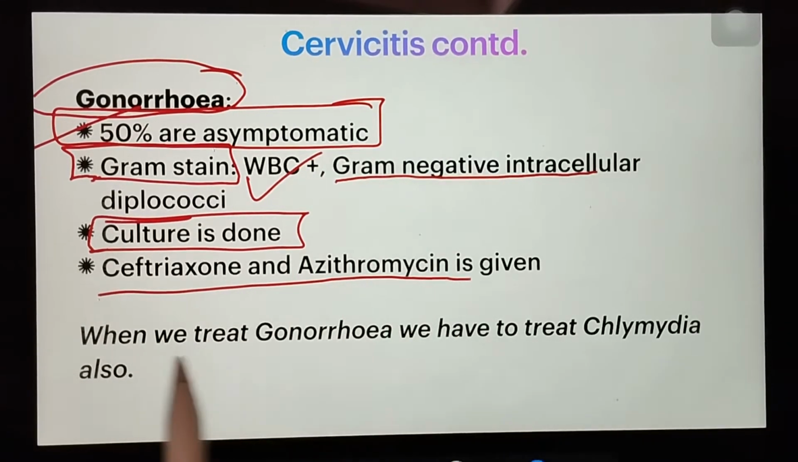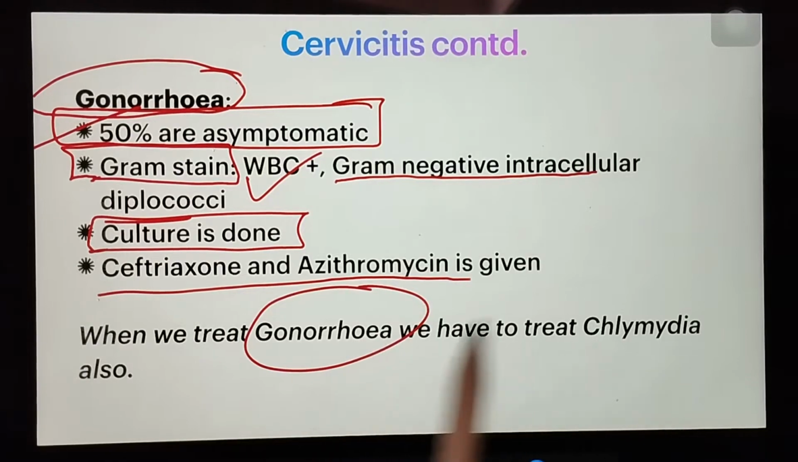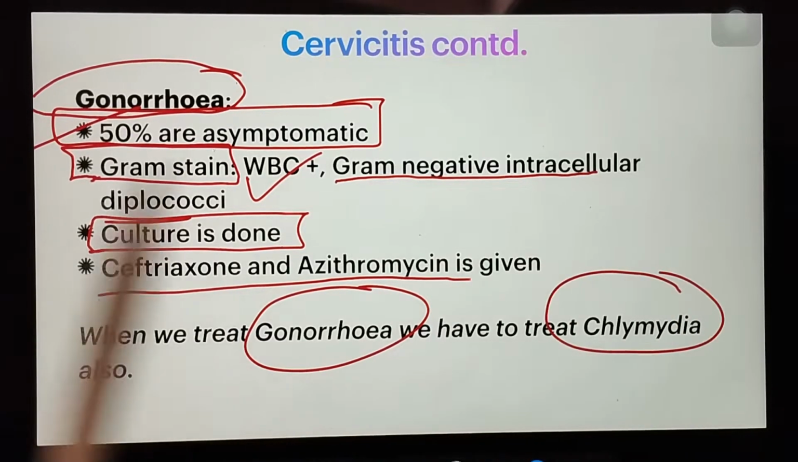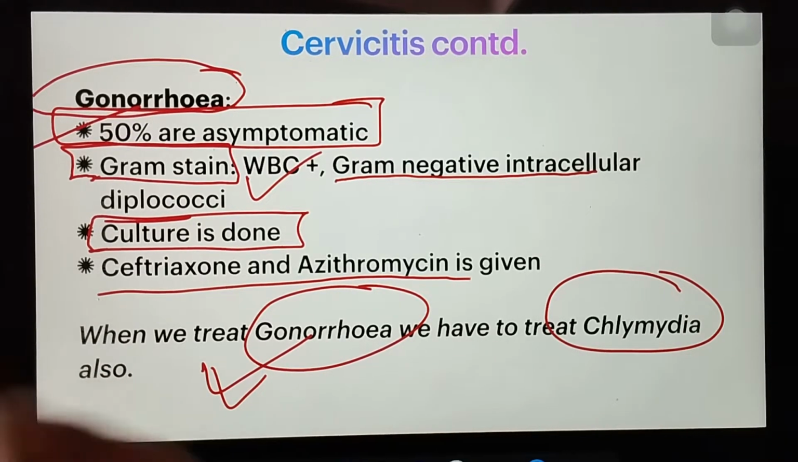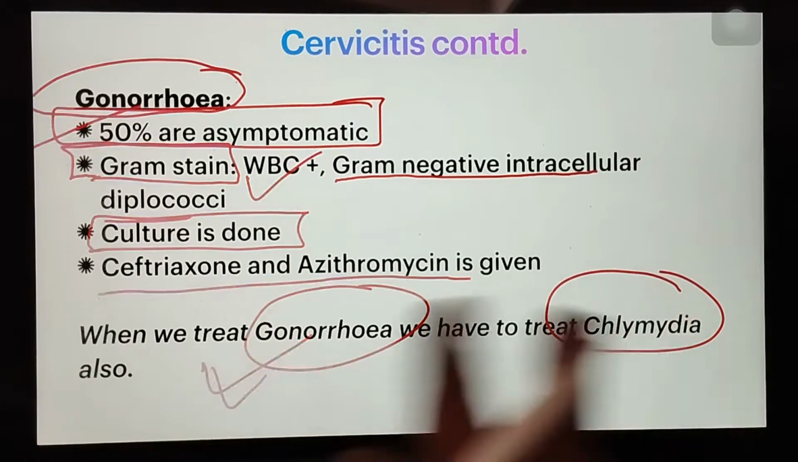So when we treat the gonorrhea, we have to also treat the chlamydia, because chlamydia, as we have already talked about, is 80% asymptomatic. So if gonorrhea is present in the patient, there is a high chance that chlamydia is also present. So when we treat gonorrhea, we also have to treat chlamydia.